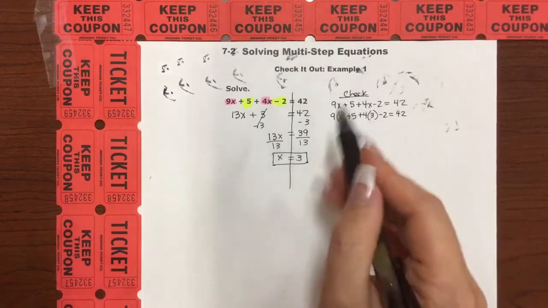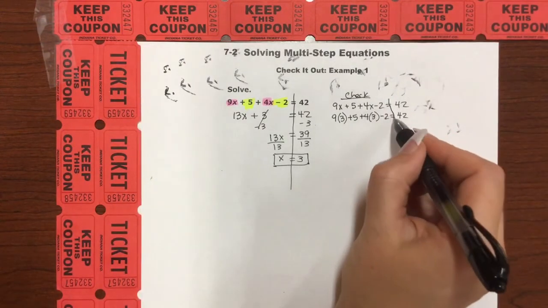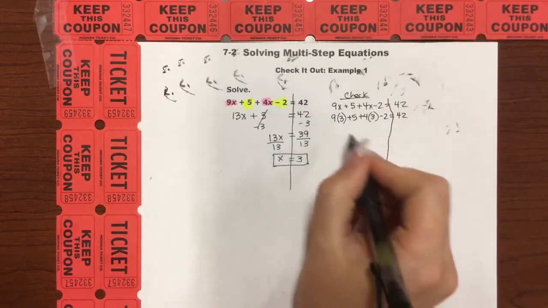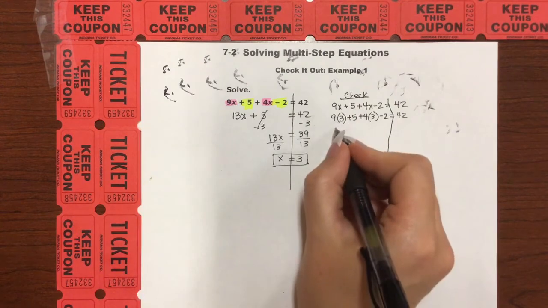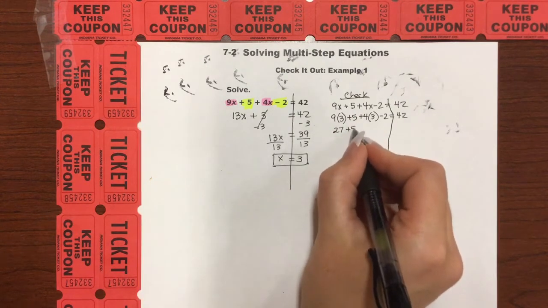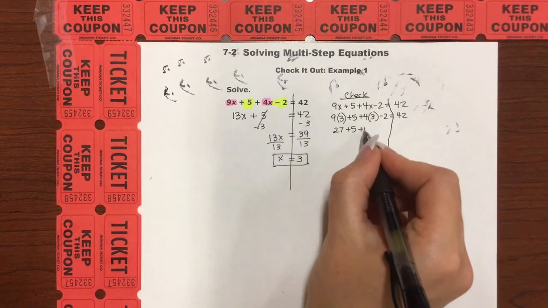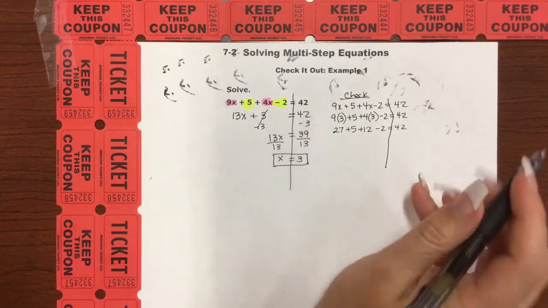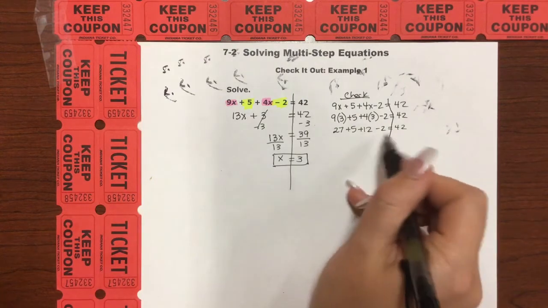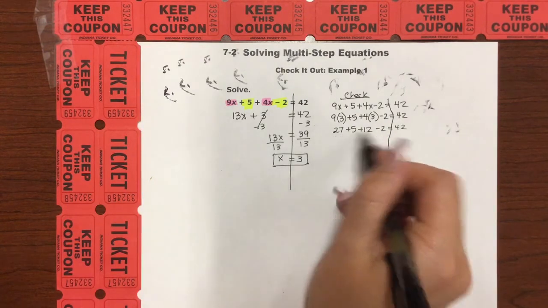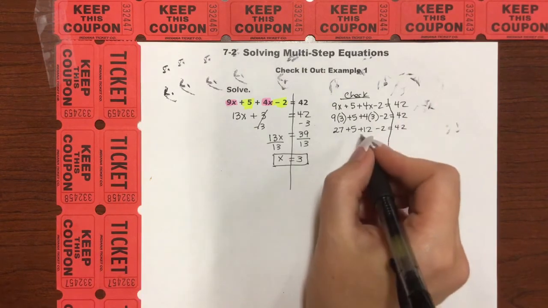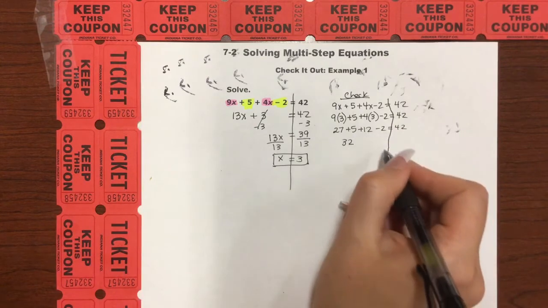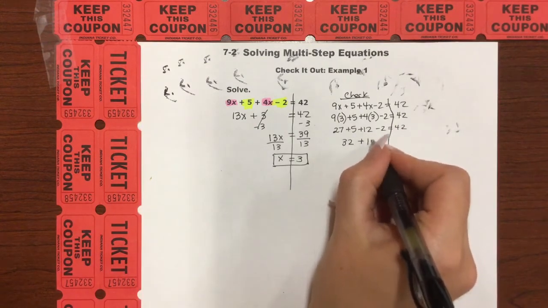Okay. So, again, we've got to do the multiplication. 9 times 3, order of operations always. 9 times 3 is 27. Drop down the plus 5. 4 times 3 is 12. Minus 2 equals 42. Then we have addition and subtraction, so we can just go left to right. 27 plus 5 is 32. And then 12 minus 2 is a positive 10.